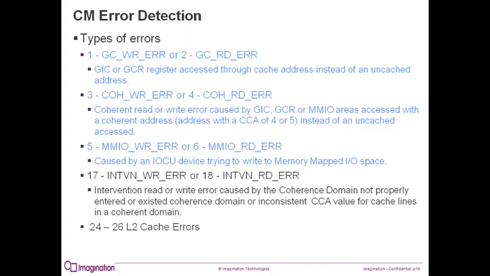Types 17 and 18 are intervention read or write errors that can happen if software didn't follow the proper procedures for going into or out of the coherence domain. For example, if the data cache was not flushed when going from non-coherent to coherent, then it's possible for different cores to have incompatible states for the same line. Also, the cores could have different mappings for the same line, and this could lead to an error if one core mapped a line as coherent and another mapped it as non-coherent.